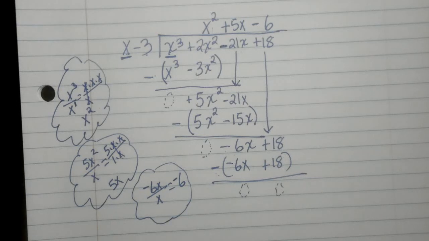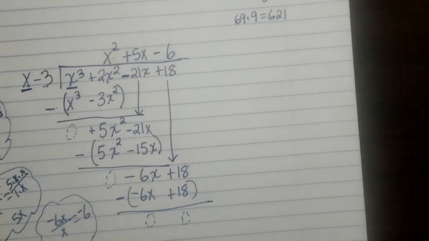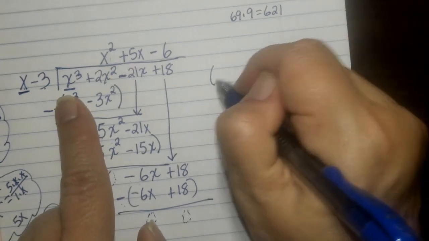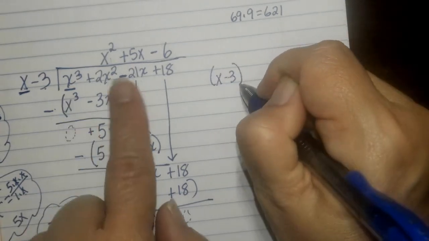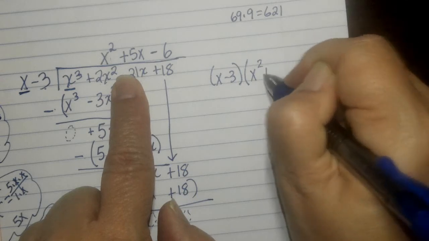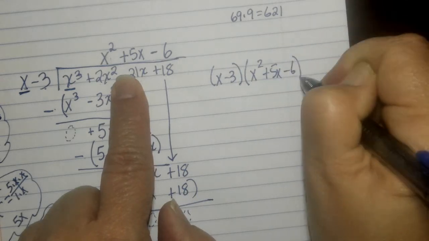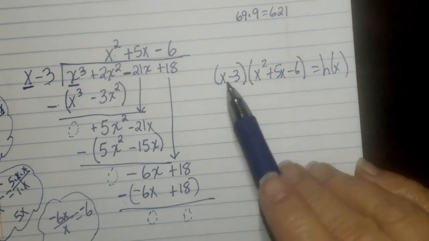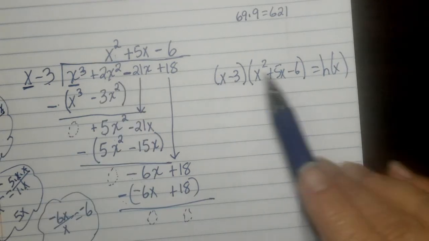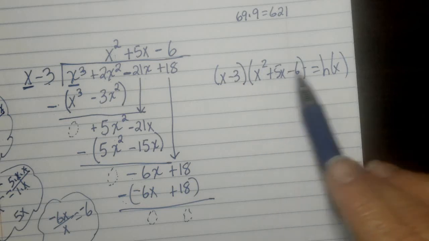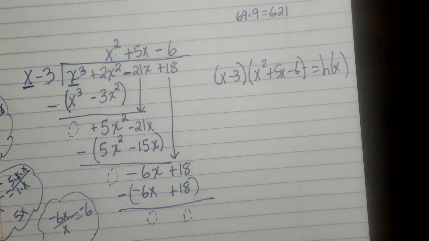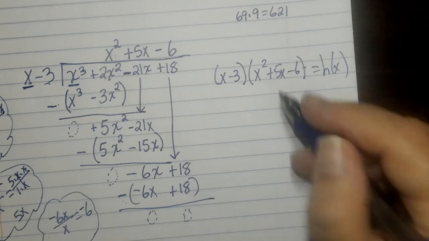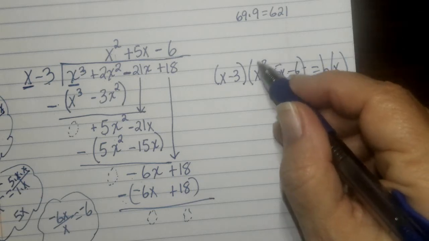Well, what does this mean? Well, this means that I can take x minus 3 and I can multiply it by x squared plus 5x minus 6, and that equals my h of x. So my divisor multiplied by my quotient equals my original polynomial. Alright, that's super awesome, because now I can take this. See, this is now only a quadratic.